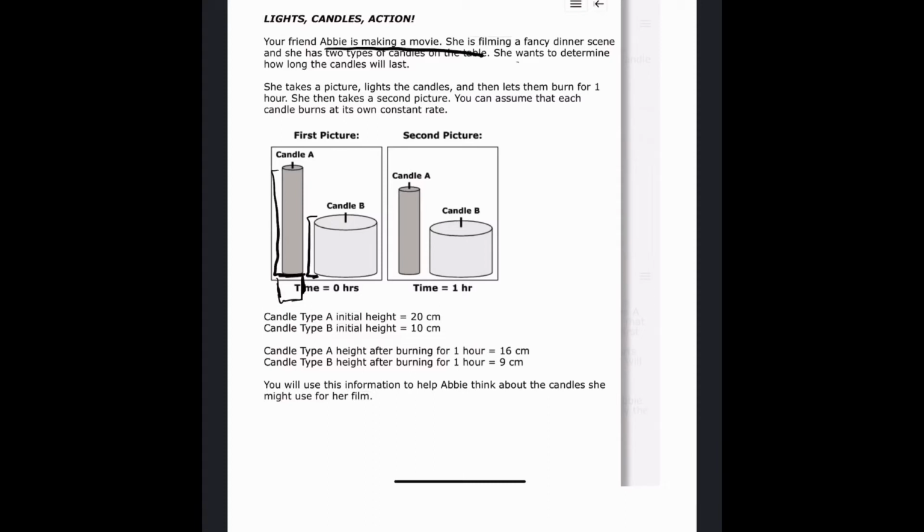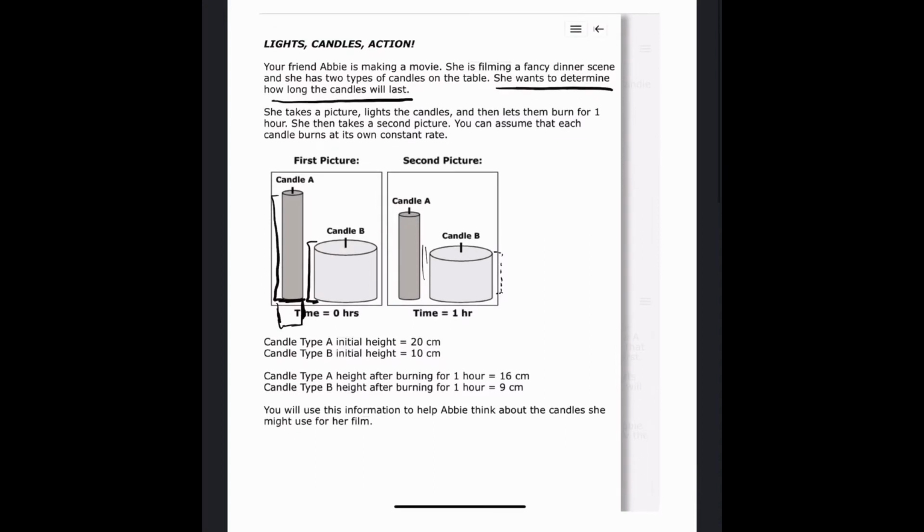Abby wants to determine how long the candles will last. I'm going to go ahead and underline this statement because it seems like it will be important. She wants to determine how long the candles will last. Looking again at the candles, candle B actually reminds me of a Bath and Body Works candle that I own, nice and round and short. And then candle A reminds me a little bit more of the candle from Beauty and the Beast, more tall and slender.